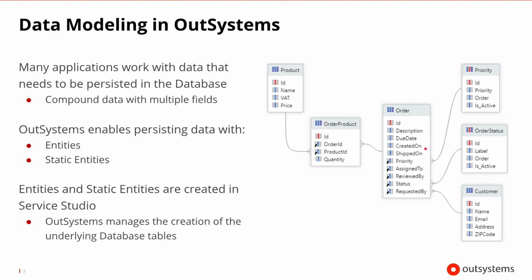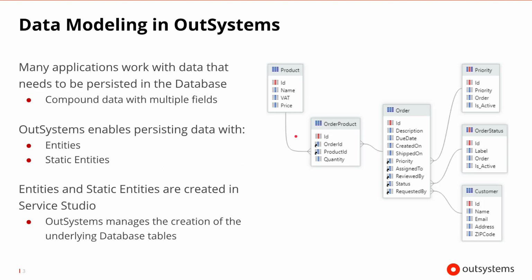And that order might be related to its status or its priority, and it could be related to the customer who placed that order. And that customer might have a name and an email and an address. So OutSystems allows us to define these data models and then persist this data. And some of these entities are regular entities and some of them are static entities.